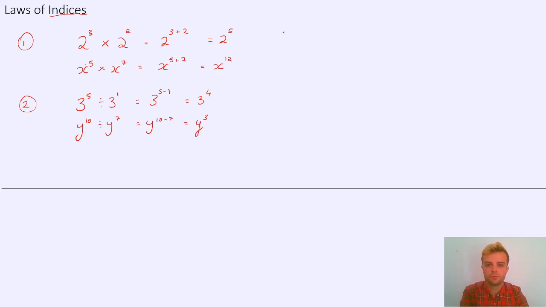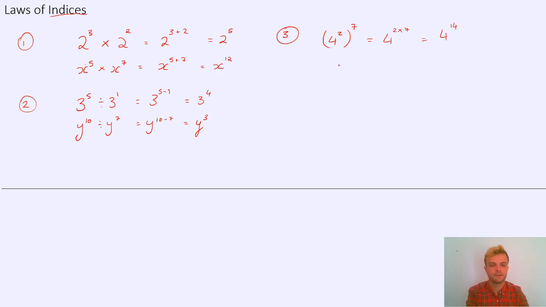Our third rule is different to the first two because it's not just adding or subtracting, unfortunately. It's where you have a power to the power of another power. So if we have 4 squared all to the power of 7, well, this time we do multiply those powers together. So this is the same as 4 to the power of 2 times 7. So this is 4 to the power of 14.